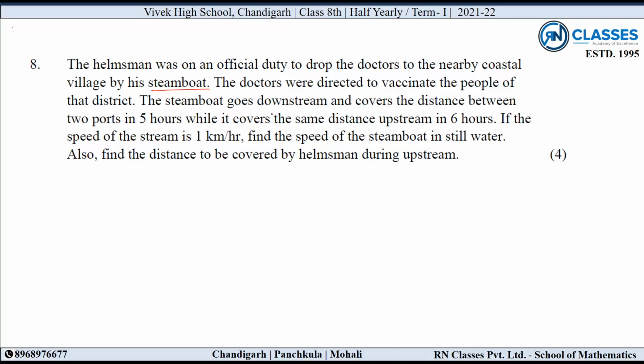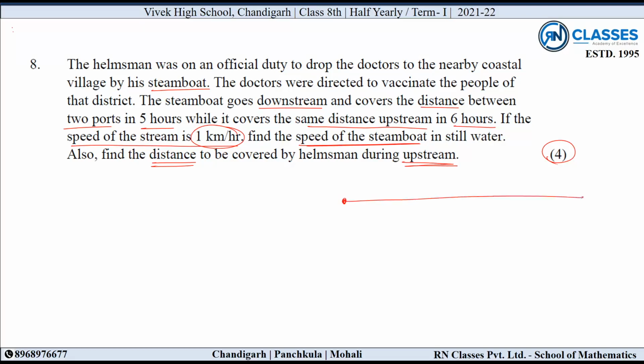The steamboat goes downstream and covers the distance between two ports in 5 hours, and covers the same distance upstream in 6 hours. The speed of the stream is given as 1 kilometer per hour. Find the speed of the steamboat and the distance covered upstream. That's it. 4 marks, important one. 4 mark question. Let's see.